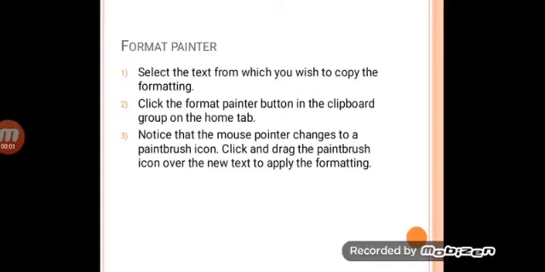Now I again repeat the steps to use the Format Painter. First, select the text from which you wish to copy the formatting. Second step, click the Format Painter button in the Clipboard group on the Home tab. Step 3, notice that the mouse pointer changes to a paintbrush icon. Click and drag the paintbrush icon over the new text to apply the formatting.